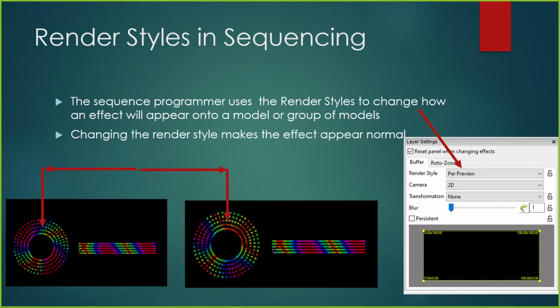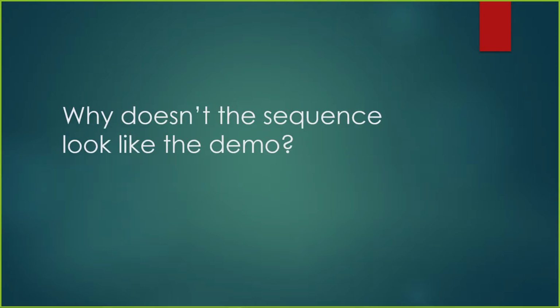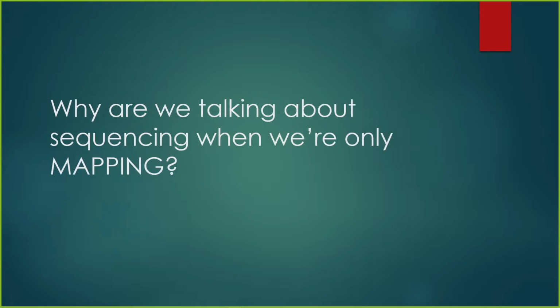And so keep in mind, this is probably the biggest roadblock that people will have whenever they're mapping a sequence, and not understanding why xLights does a certain thing. So why are we talking about sequencing when we're only mapping? Well, basically because of how effects are rendered, and to get a certain look, we have to change those render styles.